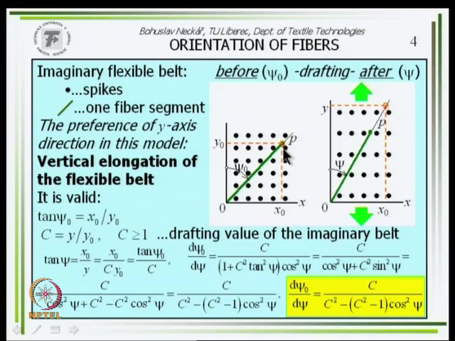On the end of our fiber segment, let's take some orange chalk and make on our imaginary belt an orange point. Okay, our fiber segment is lying on the straight line P. Evidently, the end point of the fiber has coordinates x0, y0, so that tangent psi0 is x0 by y0, evidently.